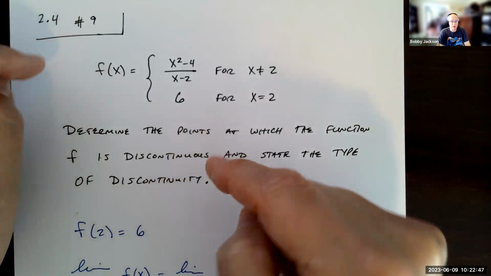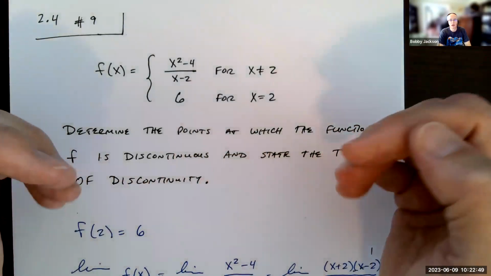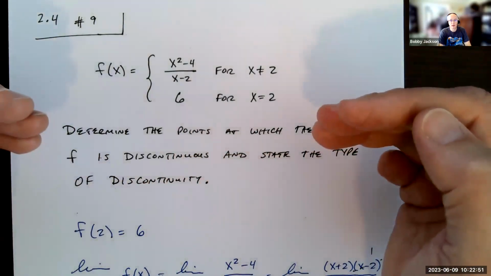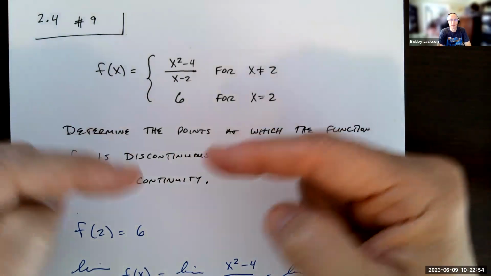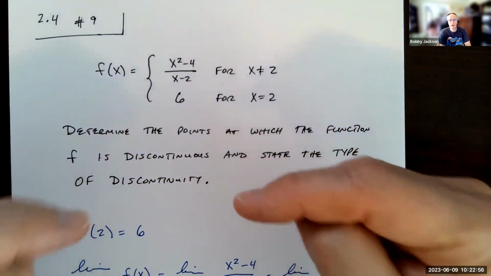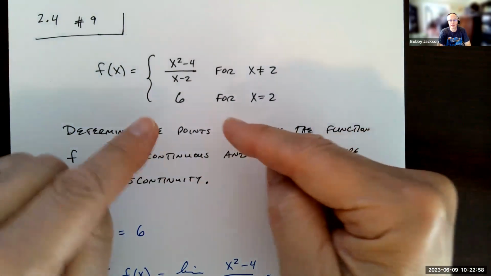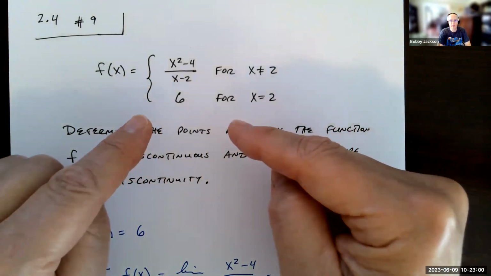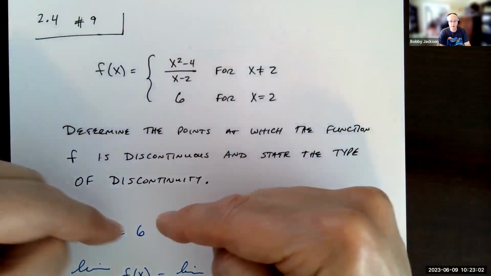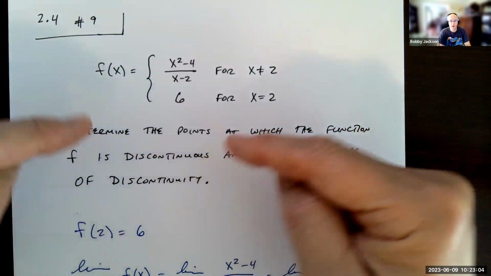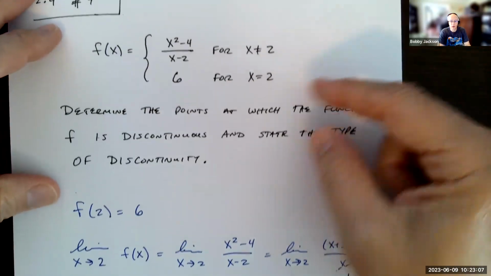But what's the limit, right? Because remember, for it to be continuous, the limit has to exist, the value of the function has to exist, of course, and those two values have to be equal. In other words, the limit as x approaches 2 of f of x must be equal to f of 2, must be equal to 6. So the question is, what is the limit as x approaches 2?